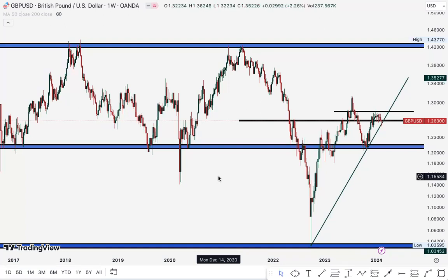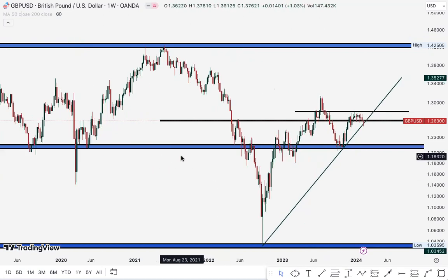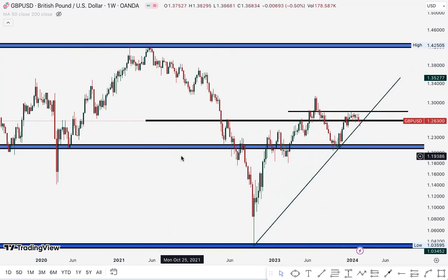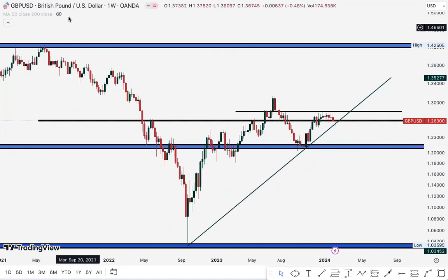All right, so without wasting much time, the first pair on our list is, as you can see, the cable, GBP USD. So you guys know I like to do my top-down analysis where I go from the monthly to the weekly to the 4 hour to the daily, and then just plot my levels, how they ought to be.